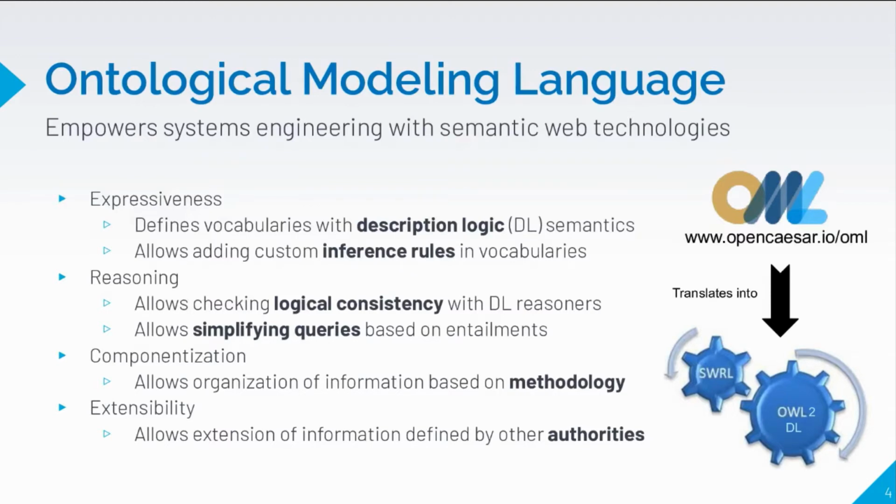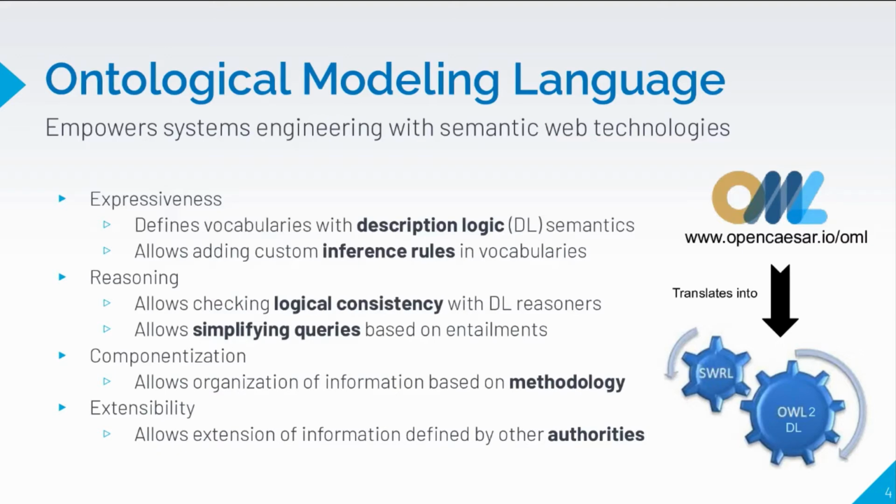Okay, so this brings me to the ontological modeling language. This is the lingua franca of openCAESAR. Think of it as a language that allows you to model two kinds of things. You can model the semantic vocabulary of your engineering methodology, and then you can use that vocabulary to create descriptions of your system. So it acts in both roles.